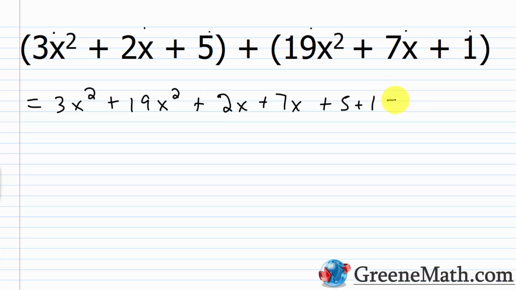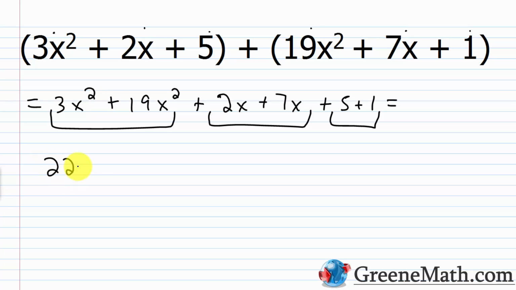Now, once I've written it this way, notice how my like terms are next to each other. So I can go through here and say, well, 3 plus 19 is 22. The x squared would come along for the ride, right? So 3x squared plus 19x squared would be 22x squared. And plus 2x plus 7x, that would give me 9x, right? 2 plus 7 is 9. Then plus 5 plus 1, we know that is 6. So this is as simple as we can make this because none of these are like terms with each other, okay? So we have 22x squared plus 9x plus 6.